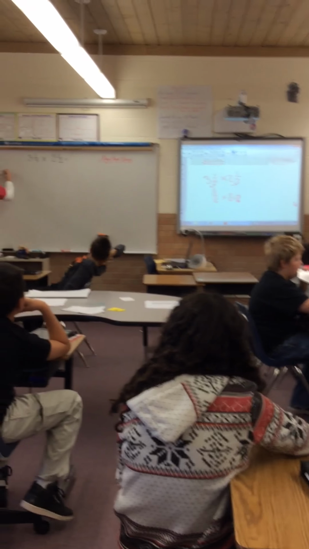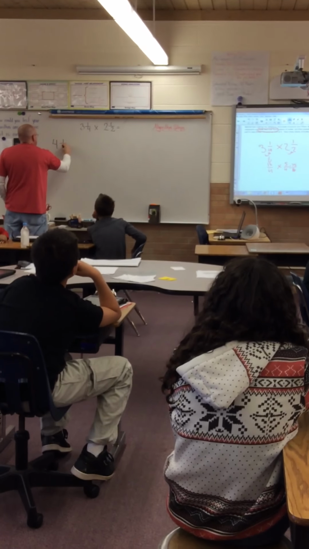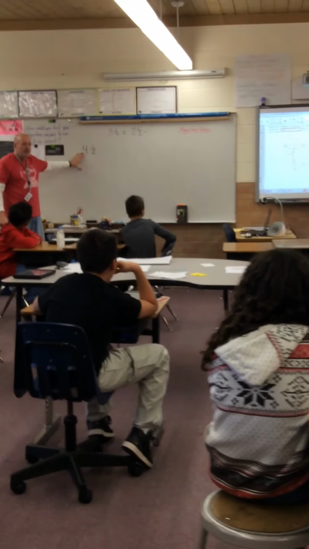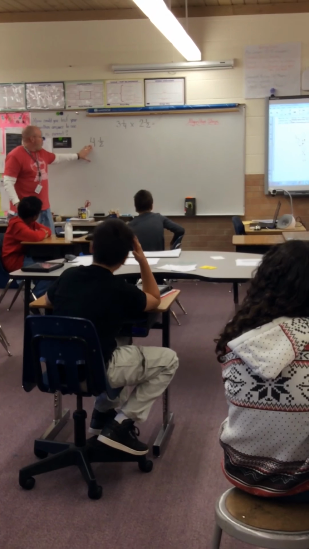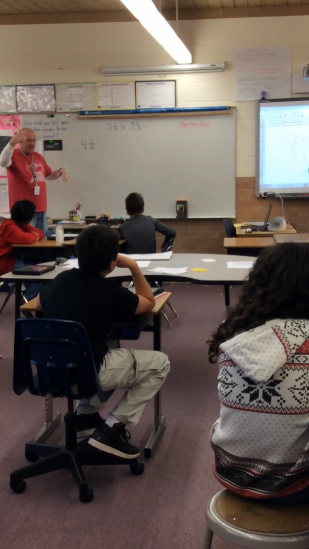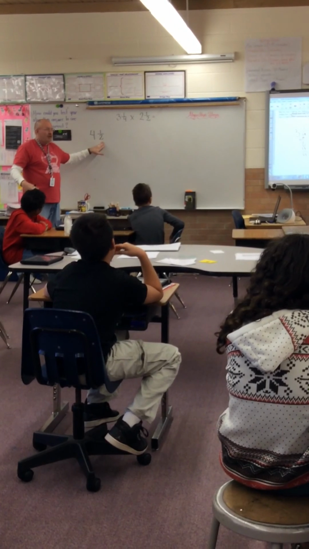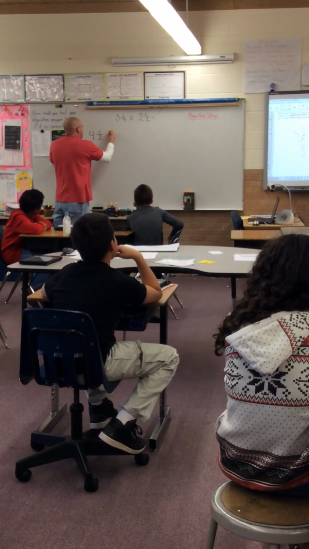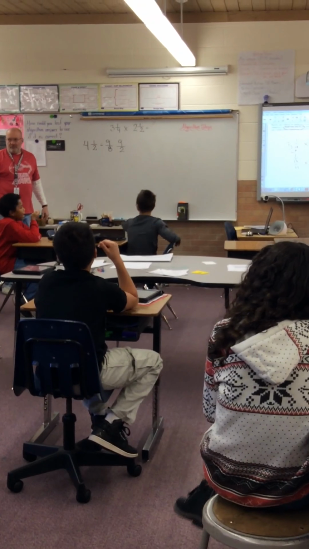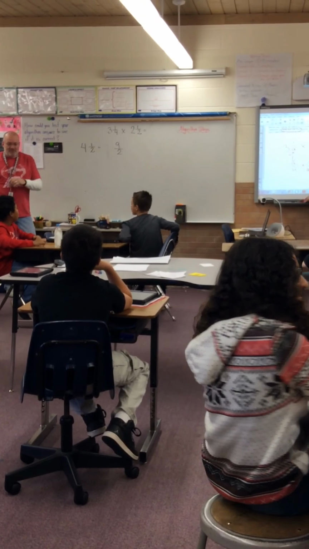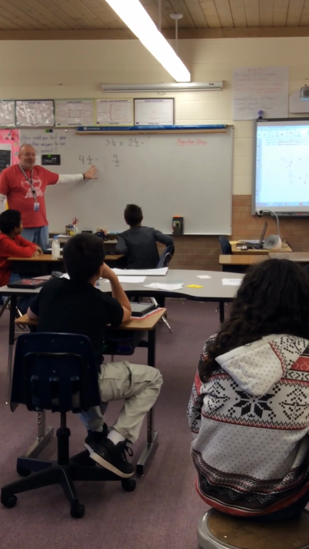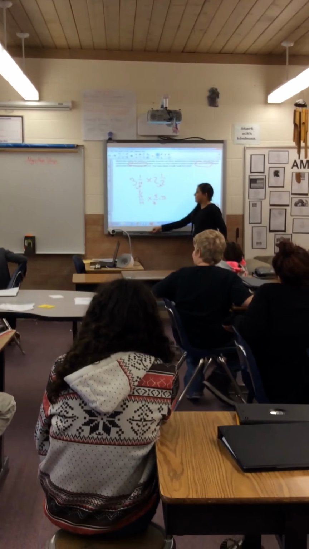Let's do this one. Let's change this to an improper. Ready? Hey, Hunter, need your eyes. Need your brain. Change this to improper. Ready? 4 times 2. Everybody now. 4 times 2. 8. Plus 1. 9. Equals 9 halves. Remember, the denominator does not what? Change. Okay? So let's do this again.